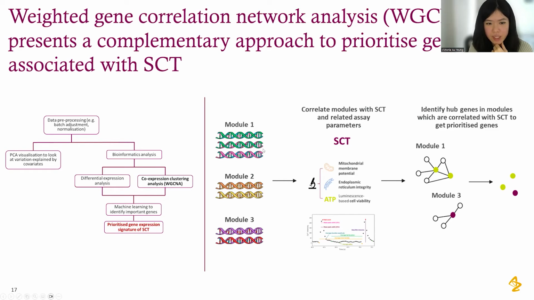But when we identify these modules, we identify them at the module level, but we're interested in the gene level. So what we ideally want to do is look at our modules and identify genes which are important within the modules. We call these hub genes. And hub genes can be defined in many ways, which I'll go into later. But essentially, we want to prioritize the hub genes in SCT correlated modules as genes which could be linked to structural cardiotoxicity.